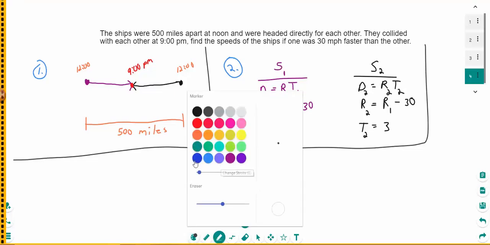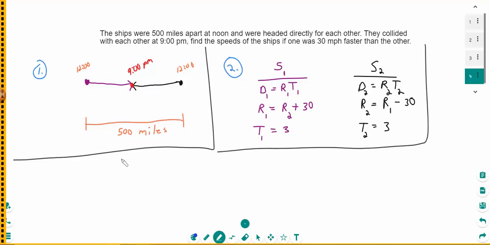Well, let's think about, and this is step number 3, let's think about the distance like we've done before. So what can we say about the distance? Well, we can say that the distance of the first ship plus the distance of the second ship is equal to what? So think about that. The distance of this first ship plus the distance of the second ship, that's going to be the 500 miles total, right? It's the total distance. So the distance of 1 plus the distance of 2 is equal to 500.